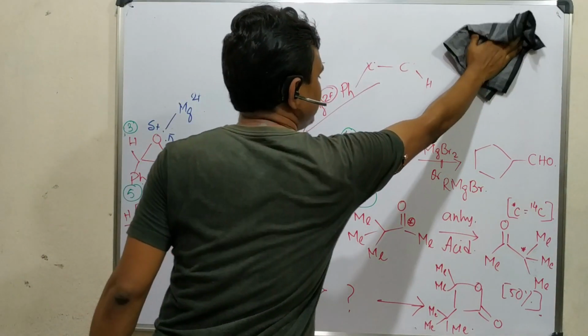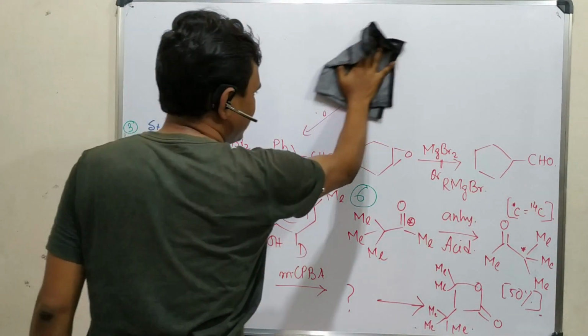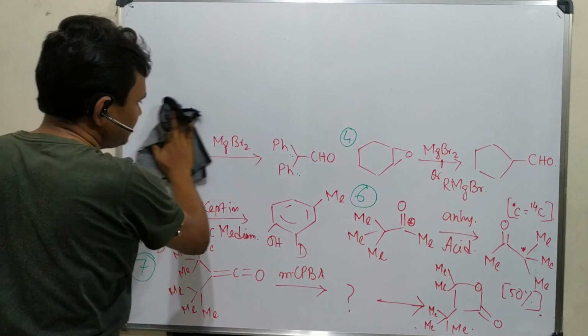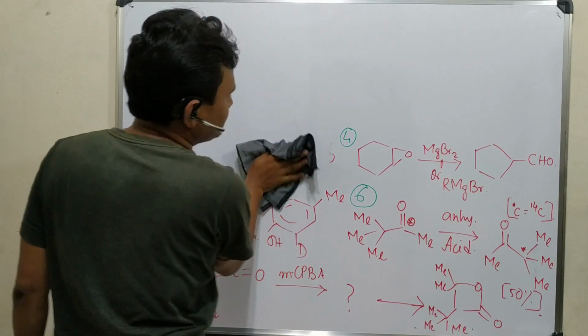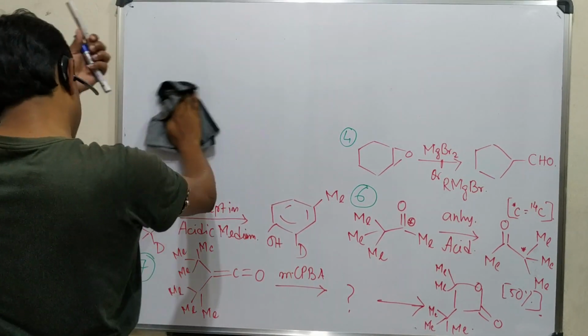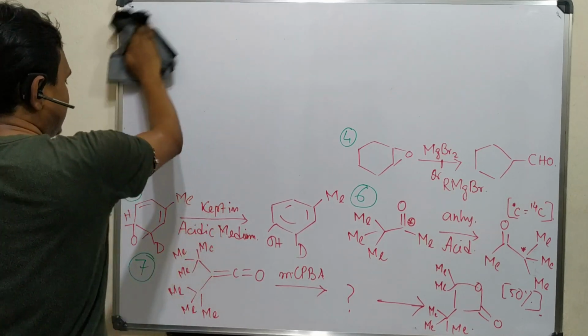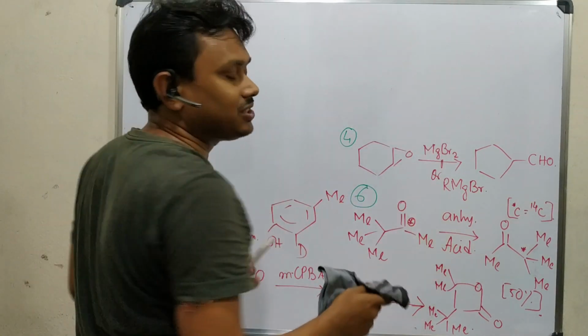But the main difficulty comes from example number 4. Okay, why is this difficult? Because here you can see ring contraction has happened. So how can we explain it? It means this epoxide is attached to the ring directly, not as an extension.